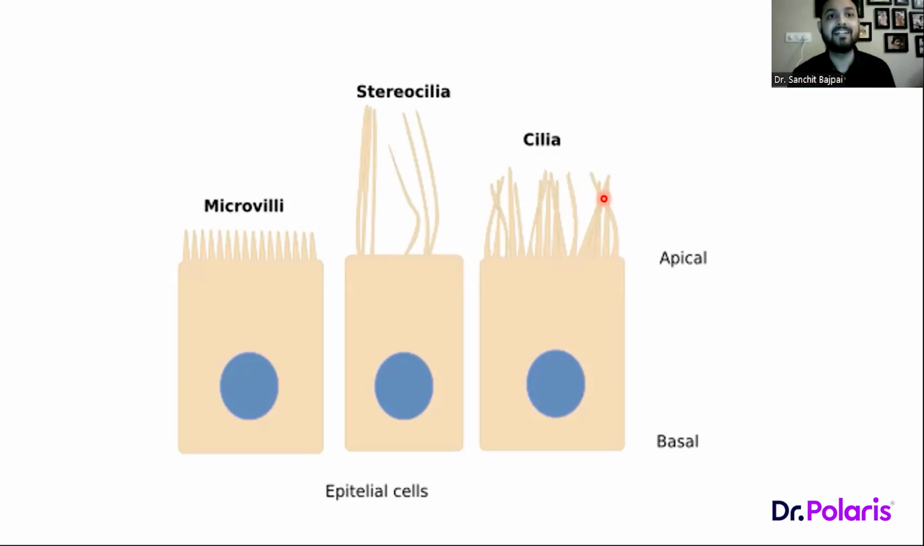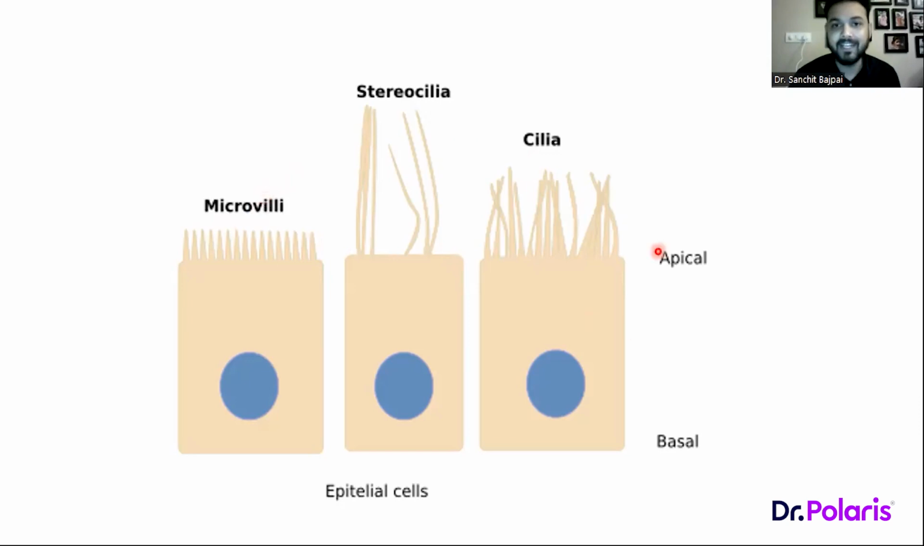So some of the columnar cells have motile cilia over their surfaces, which makes these cells motile. Okay. Now, there is another thing. This is called microvilli. Micro means small, villus means a projection. Just like cilia, microvilli are also projections, but these projections are non-motile. This is a major difference.